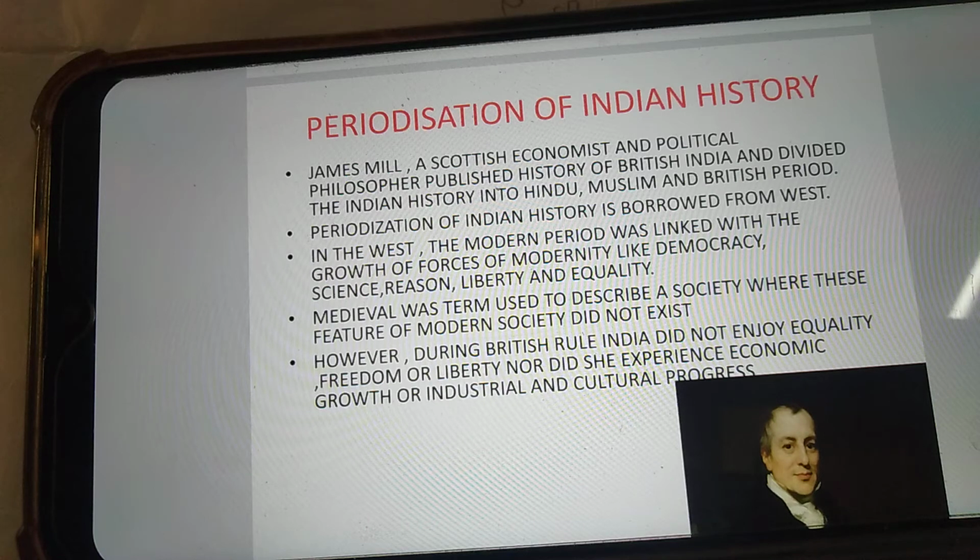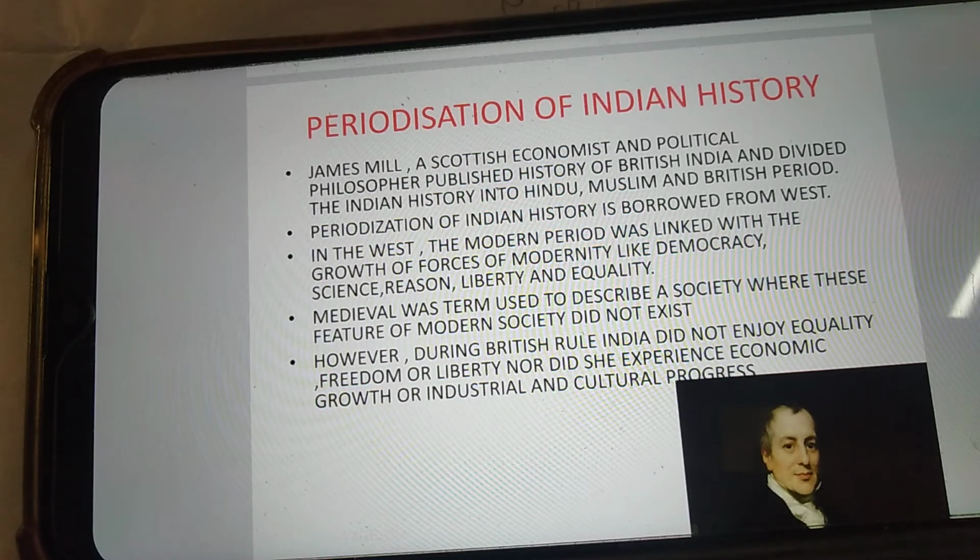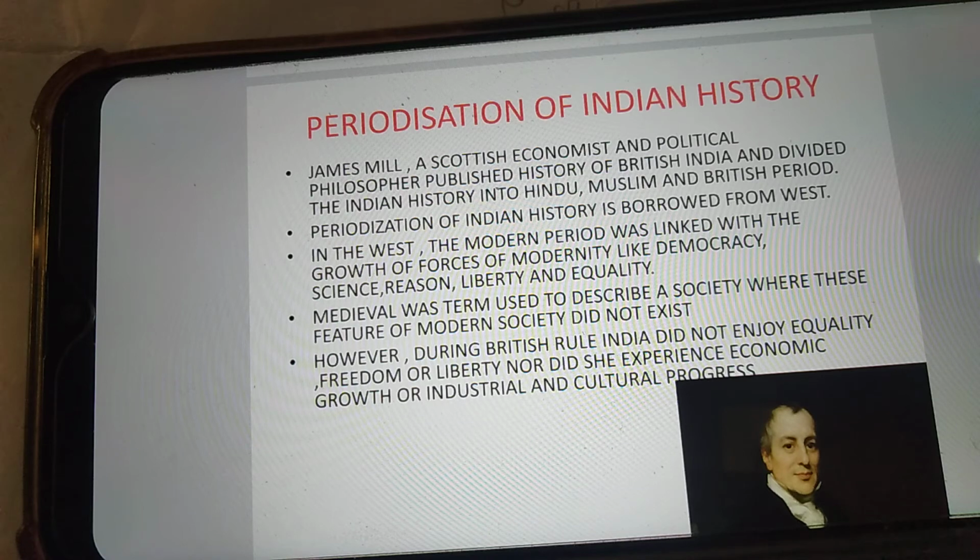In the West, the modern period was linked with the growth of forces of modernity like democracy, science, reason, liberty, and equality. Medieval was the term used to describe the society where these features of modern society did not exist. However, during British rule, India did not enjoy equality, freedom, or liberty, nor did she experience economic growth or industrial and cultural progress. Here is a picture of James Mill.